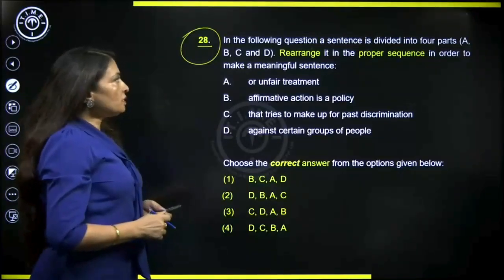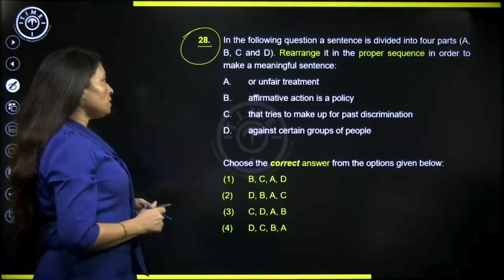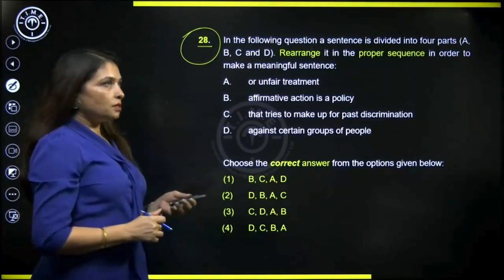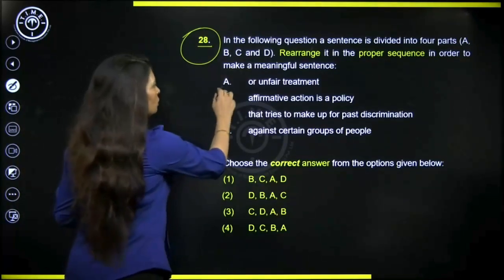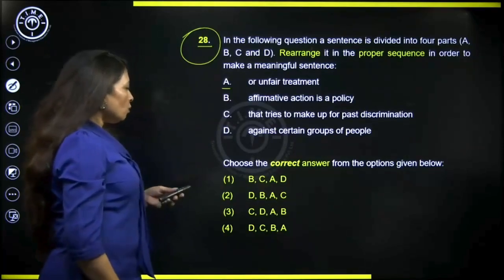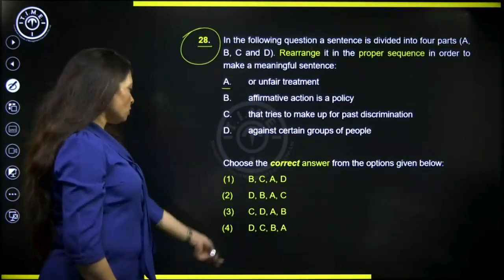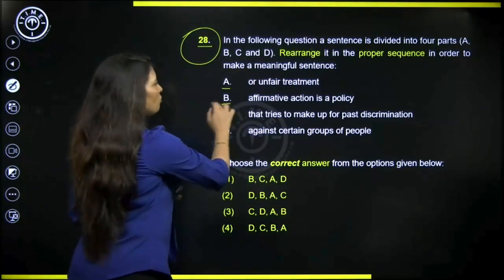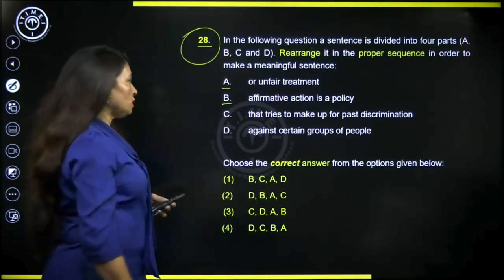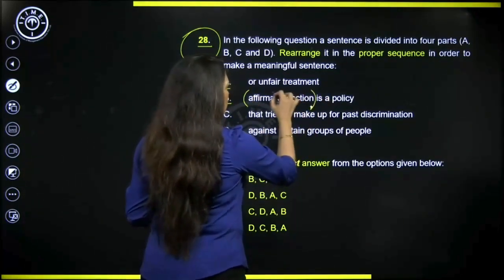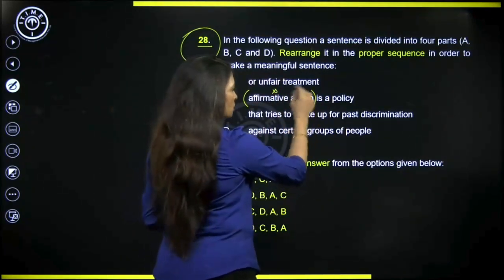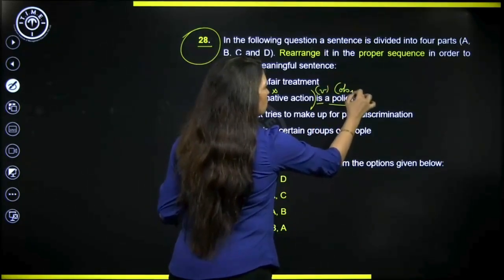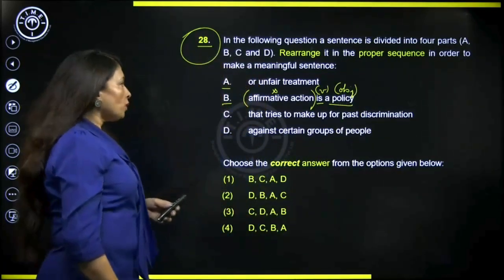In the following question, a sentence is divided into 4 parts A, B, C and D. Rearrange it in the proper sequence in order to make a meaningful sentence. Okay, so A says or unfair treatment. We cannot begin the sequence with A, of course, among the choices. We have not been given A anywhere. B, affirmative action is a policy. Now, affirmative action could be a sentence, the subject, is the verb and a policy the object. So, this could be the starting point of the sentence.